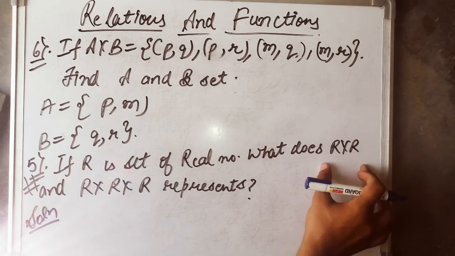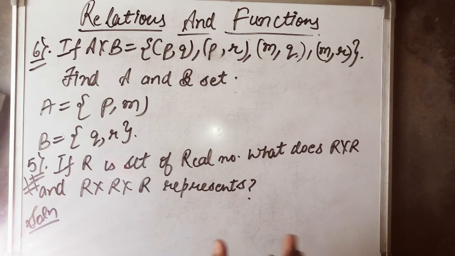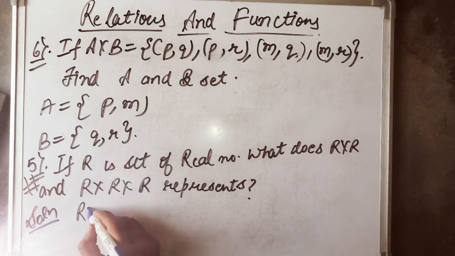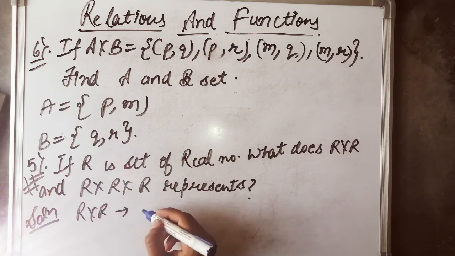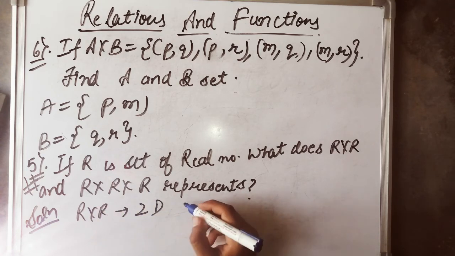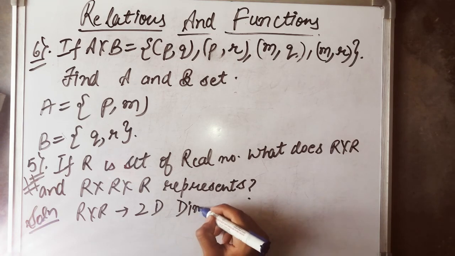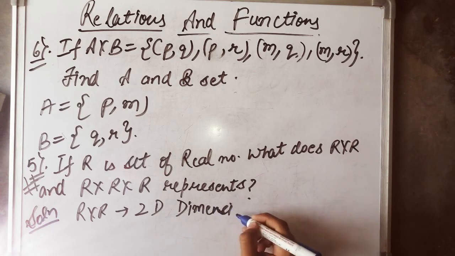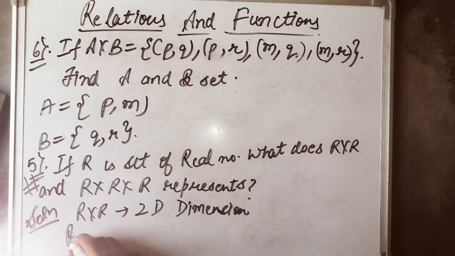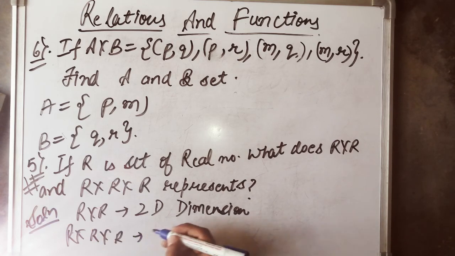R cross R will give us 2D dimensions, and R cross R cross R will give 3 dimensions.